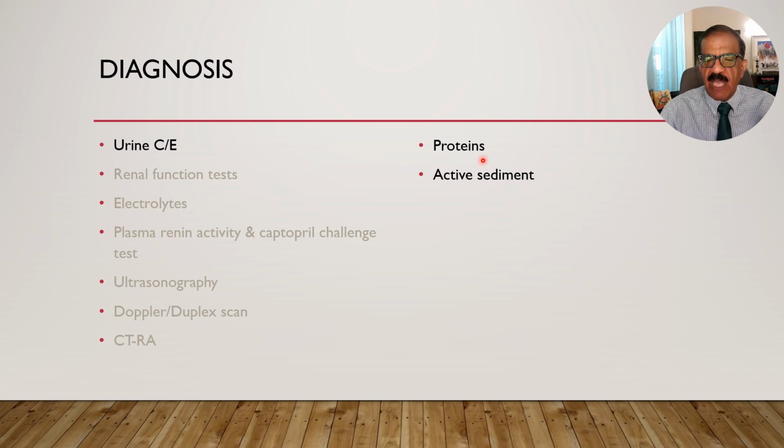So simple urine examination may show proteins. Proteins are normally not present in urine, and if proteins are present, especially if detectable with the dipstick method, that means there is significant proteinuria and definitely background kidney disease. Then active sediments, that means if urine is examined under the microscope, the pathologist might see many things like RBCs, WBCs, hyaline casts, RBC casts, and other stuff. So this would be very, very indicative of a renal cause of hypertension.